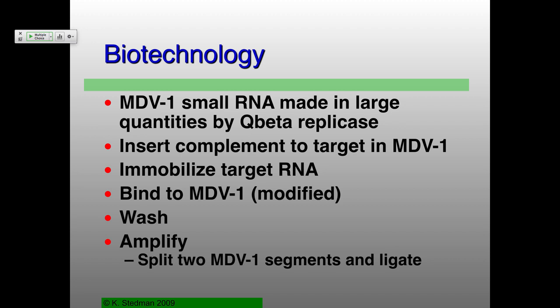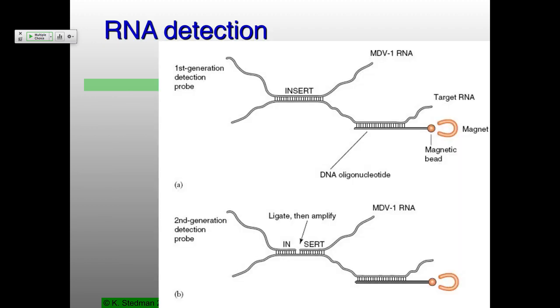So this is the overview in words. I actually prefer the cartoon, which is here, where you have your MDV RNA, and this is the newer one down here at the bottom. The MDV RNA is only going to work and make more of itself if these two ends are next to each other. The only way you can get those two ends next to each other is if they're base pairing with an RNA that you're trying to detect. So if this target RNA is present, you can use this MDV RNA to amplify it. If it's not present, MDV RNA is not going to be amplified. It's a really nice way to detect very small amounts of RNA, particularly for things like active HIV infection, where you have very small amounts of RNA.